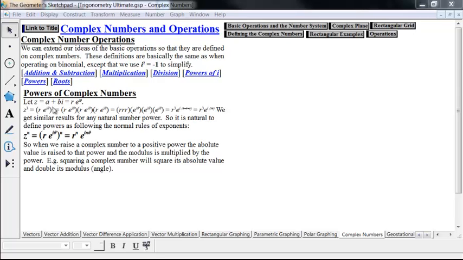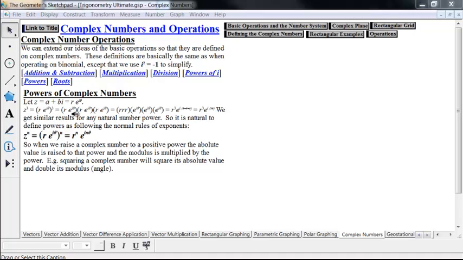So let's just look at an example to start with. If we let z be a plus bi, or in other words r e to the i theta, then we have z cubed is (r e to the i theta) cubed, which literally means r e to the i theta times r e to the i theta times r e to the i theta. In other words, z times z times z. So 3 z's multiplied together.